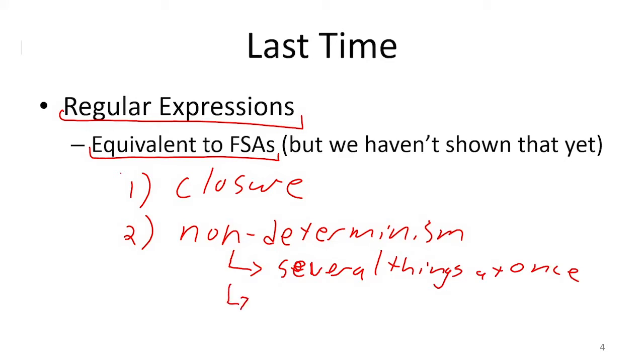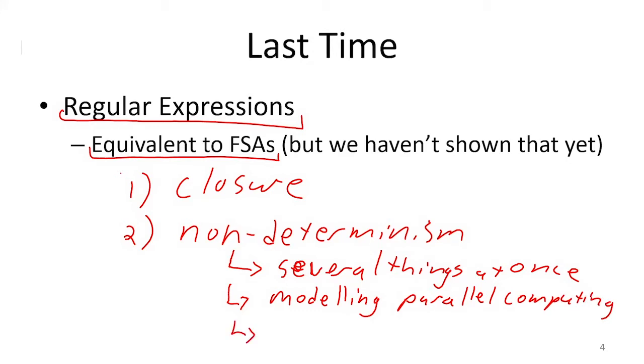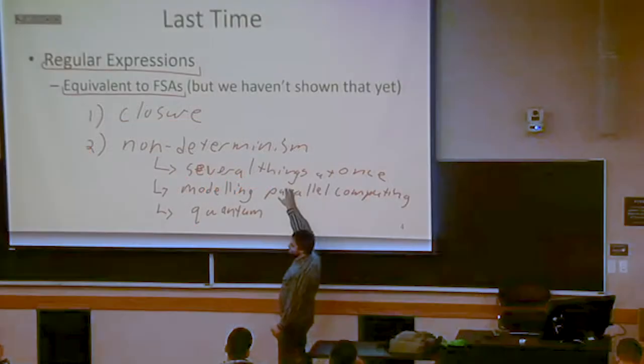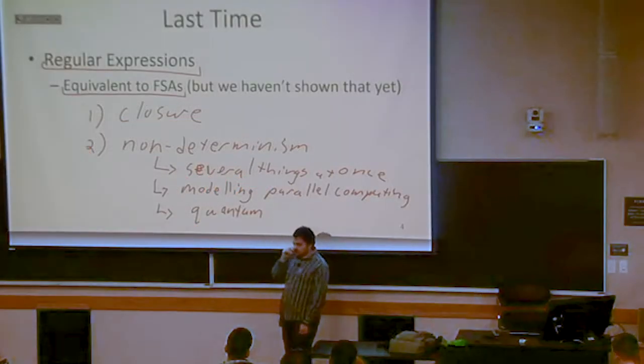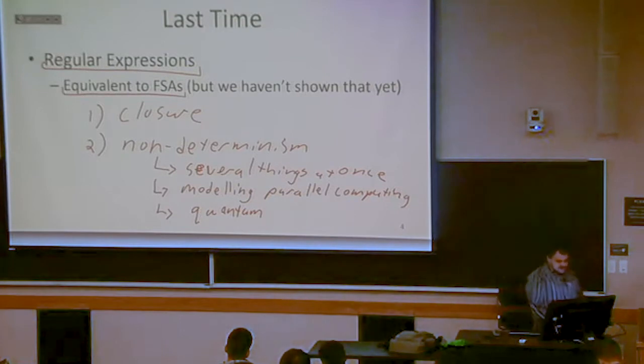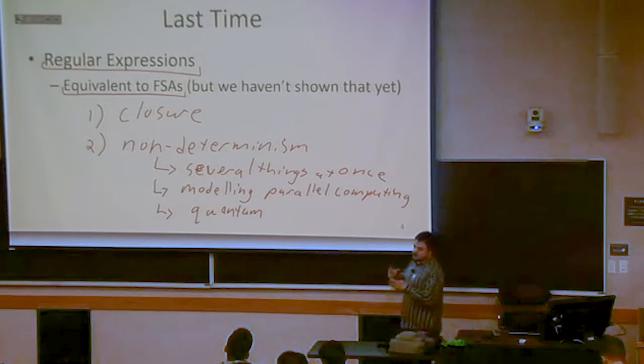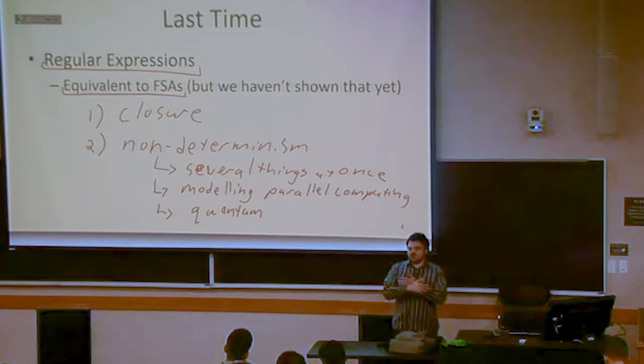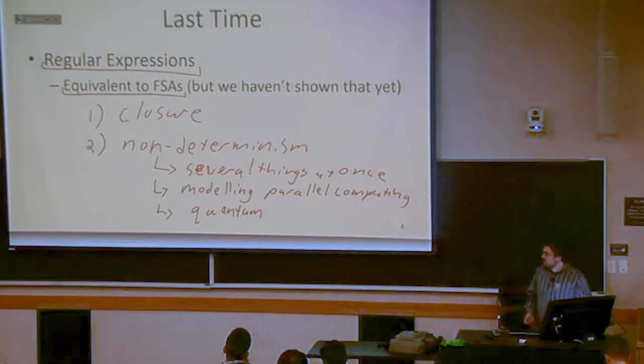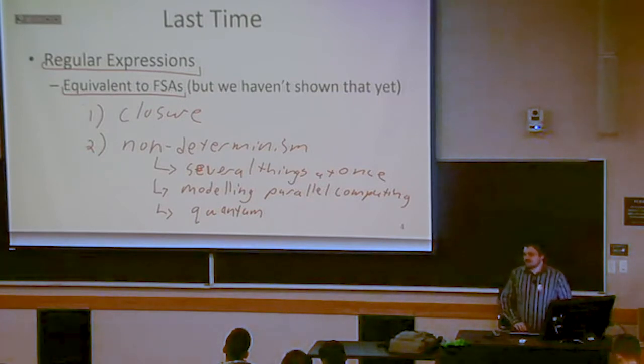This is useful for modeling parallel computing, and also for modeling quantum computing. Parallel computing and quantum computing both behave in kind of non-deterministic ways. We often think about them like that anyway. The idea of non-determinism is that instead of your computer just doing one thing at a time, it's able to do many, many, many things at a time. We're going to define that a little bit more precisely later in class today.